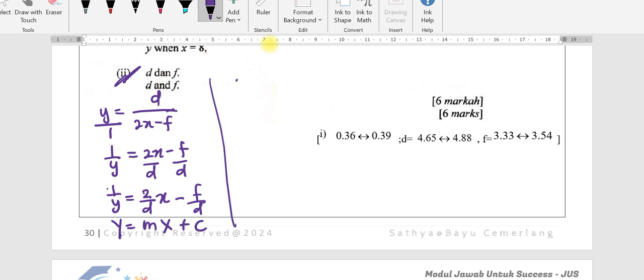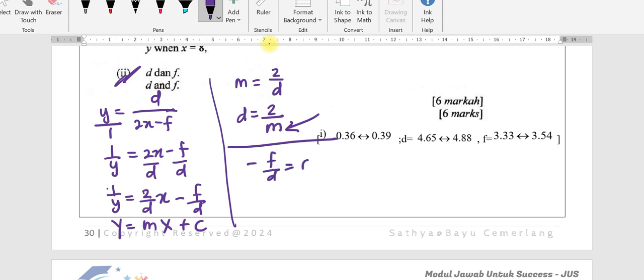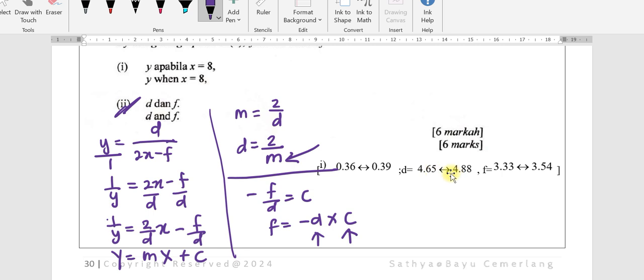So find your gradient. The gradient is 2 over d, and we want to find d. d is equal to 2 over gradient, so substitute your gradient here. Then negative f over d equals c, so f equals negative d multiply c. Since you already found d above, substitute and you get your f. Simple, right?